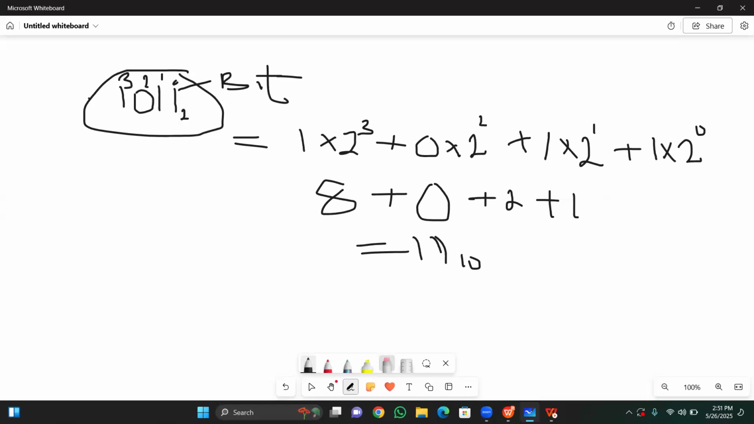Sorry, let me erase this. So this is 11 in base 10. But this one is 1011 in base 2. So this is how we have converted, although we will be talking about conversion from binary to decimal later. So this value here is equal to 11 in our own natural number system.